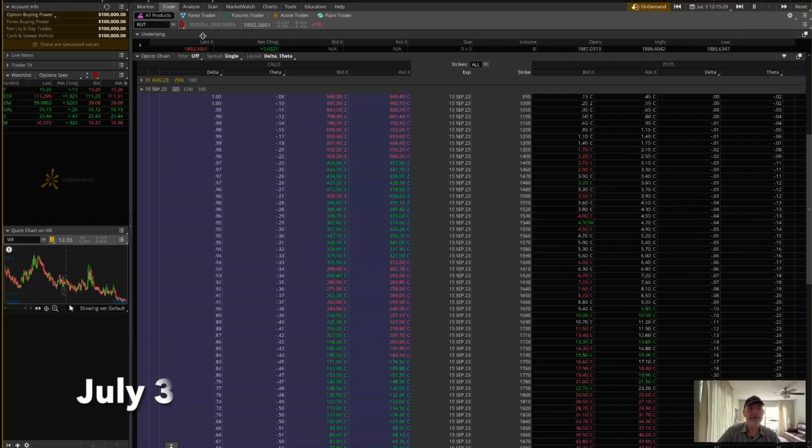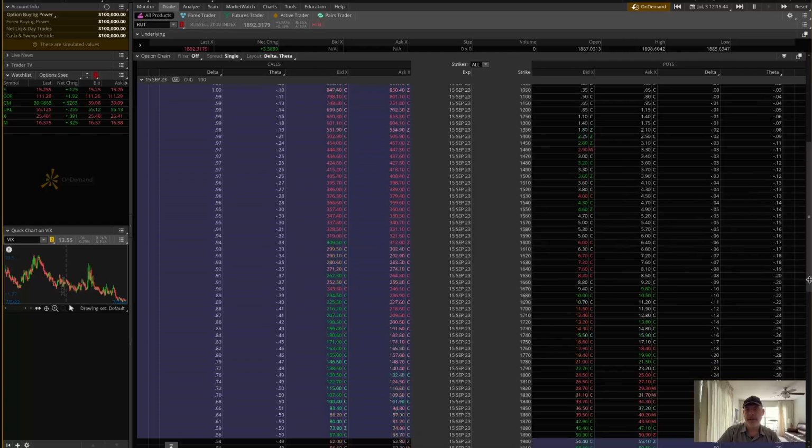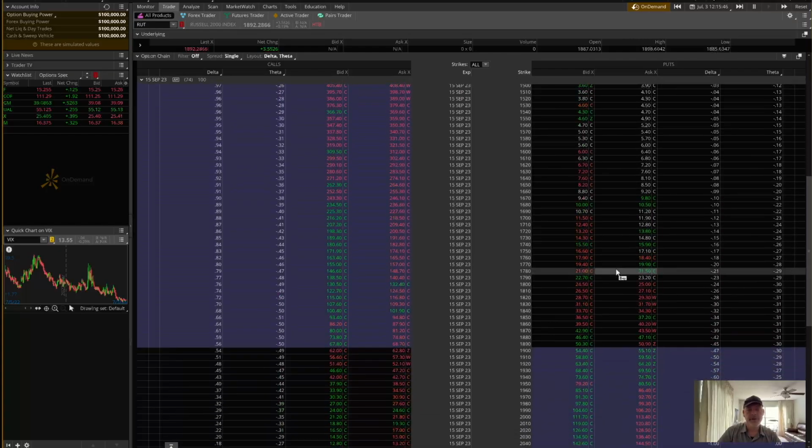So it's July 3rd. We're going to enter our RUT Rhino. It starts as a broken wing butterfly. It starts half size, so that's 15,000. And I only use 80% of that for the broken wing butterfly, so that's 12,000. I like to use deltas to build the broken wing butterfly, and that makes this work in really any underlying of sufficient size.